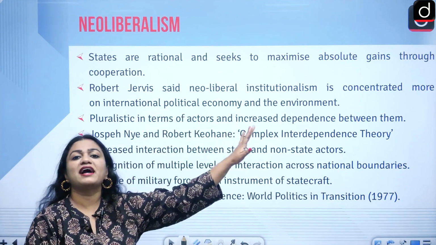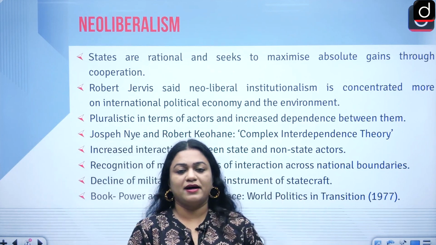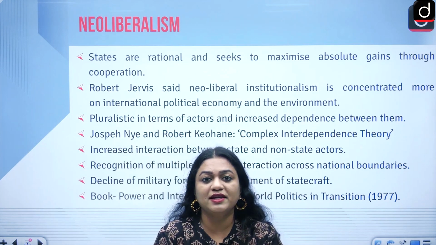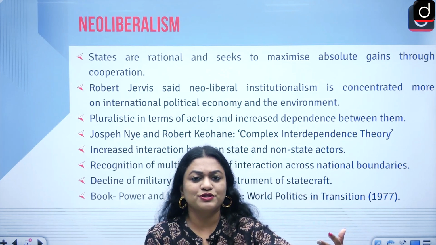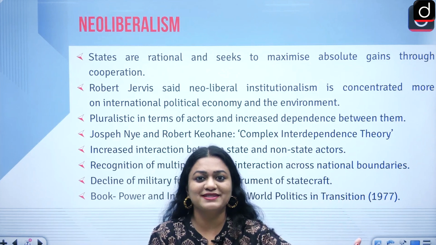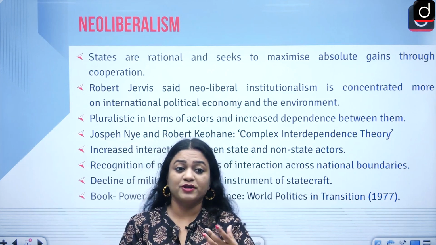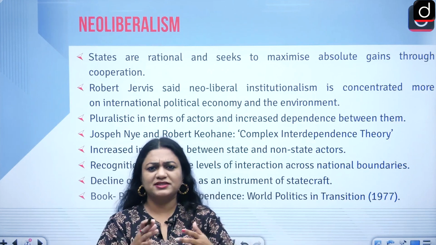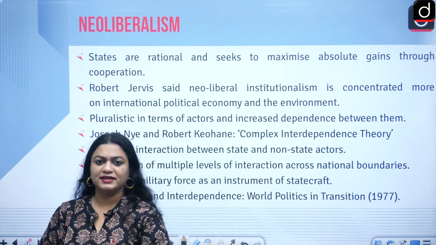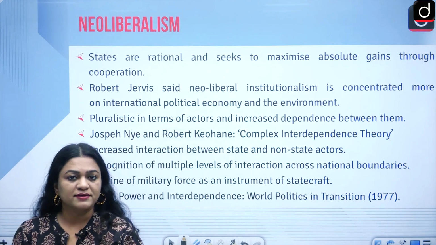So the states are rational actors. In the idealist phase, they believed that people are rational beings. If you have a republican constitution, if you have democracy, then the people themselves will condemn the war. Because of the fear of the people, the states won't go for war. These were the basic ideas propounded by the idealists. So they promoted democracy as essential for maintaining peace in the world.